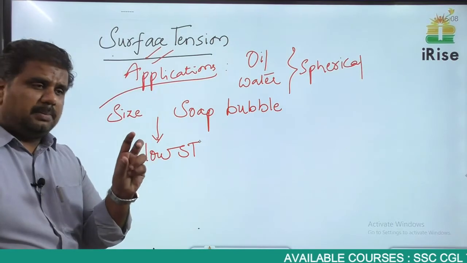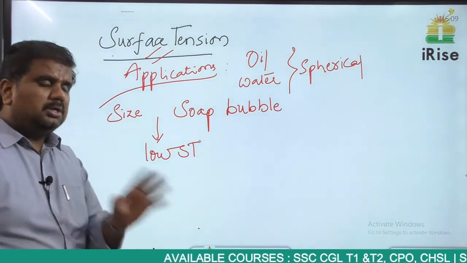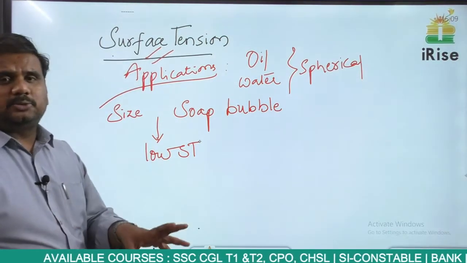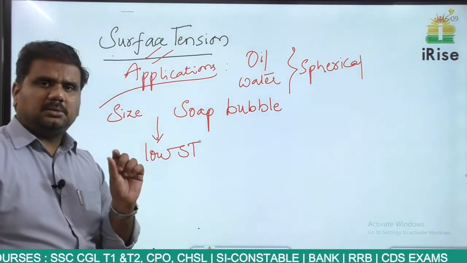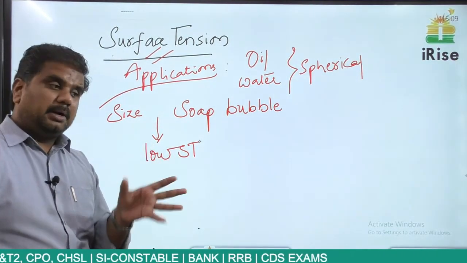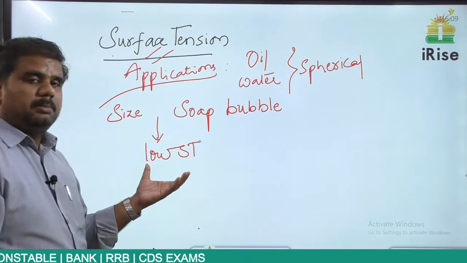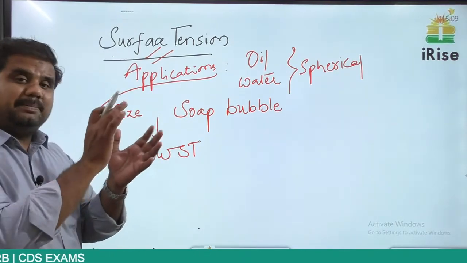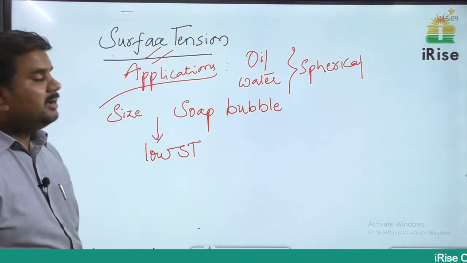Ordinary bubbles present in plain water are not that big, maybe around 1 centimeter, and after that they disappear. But in the case of soap water, you find big size bubbles. You find big size bubbles.